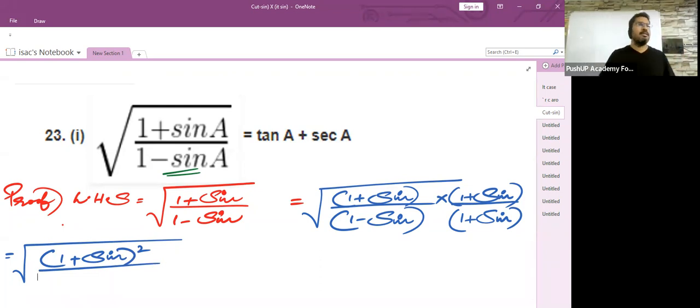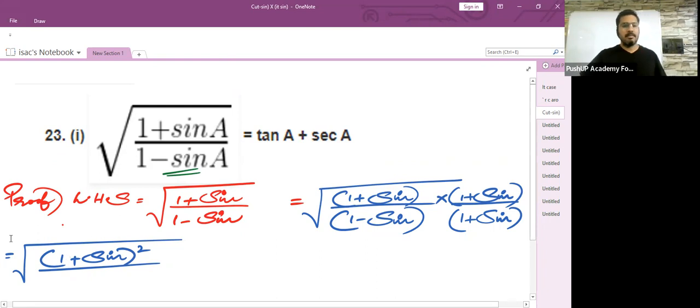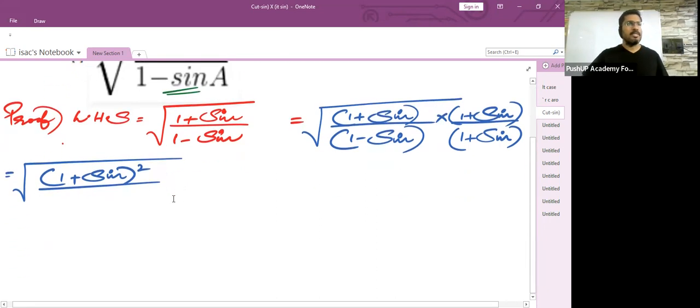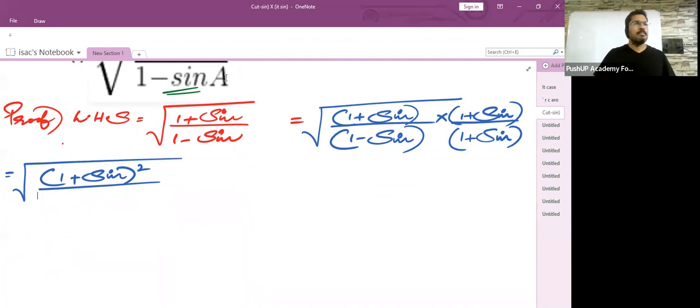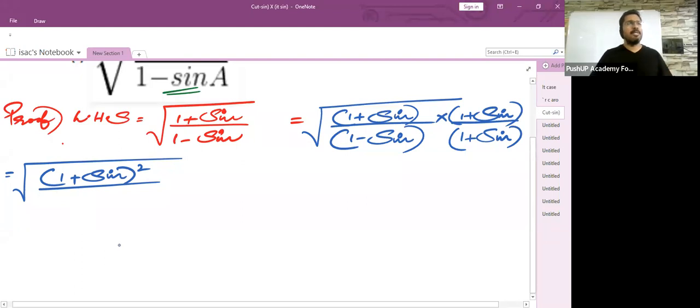Very good. 1 plus sine the whole square divided by, denominator would be 1 minus sine into 1 plus sine. Look up. What is 1 minus sine into 1 plus sine? You give me the answer. A minus b into a plus b is what?